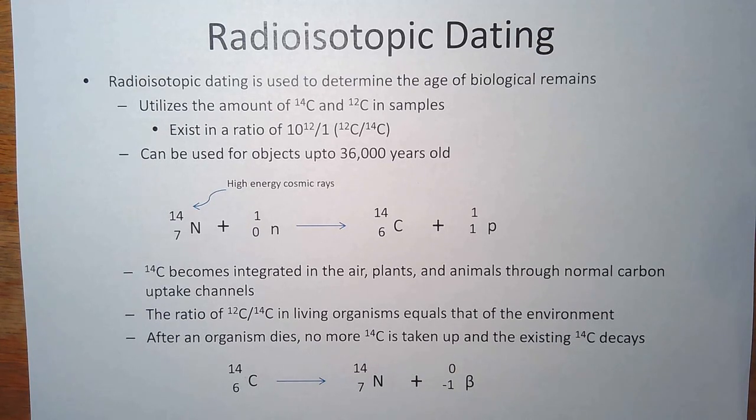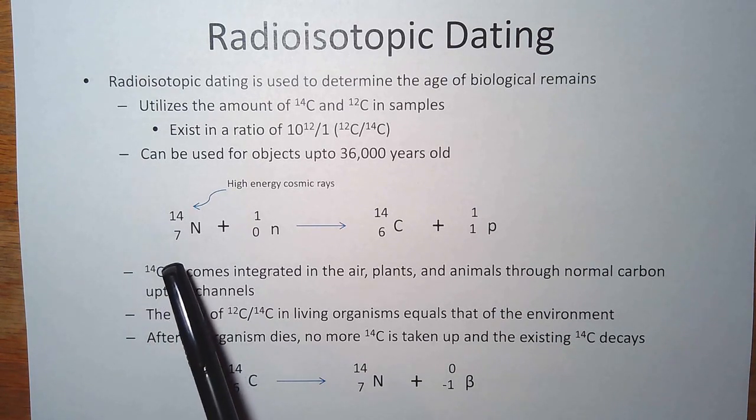And this works because of a natural process in the environment. Nitrogen-14 creates carbon-14. Right? This happens all the time in our environment, in our atmosphere. So carbon-14 ends up in plant material, ends up in animal materials constantly, and it's in the food cycle, and it's in the air we breathe.